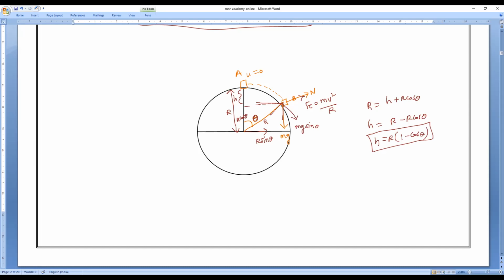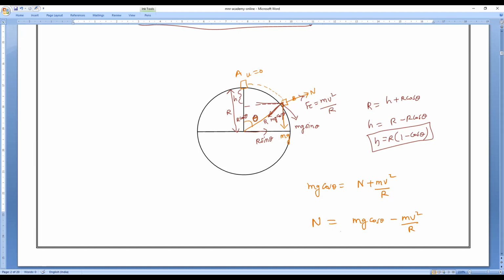Sorry, cos theta. So which is acting: mg cos theta. Okay, that is also how to remember. So two equations will form. So first equation, let me form this one. mg cos theta is equal to N plus mv square by r. So from that I can get the equation: N is equal to what, guys? Everybody, same equation, we'll get mg cos theta minus mv square by r.